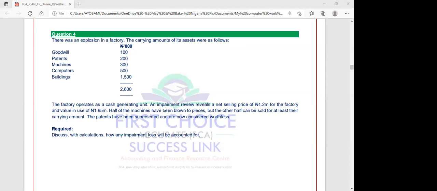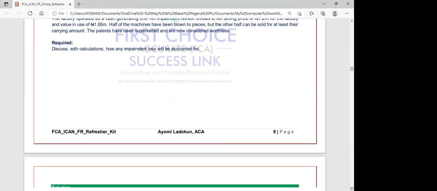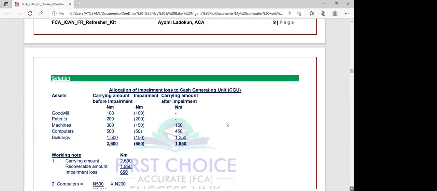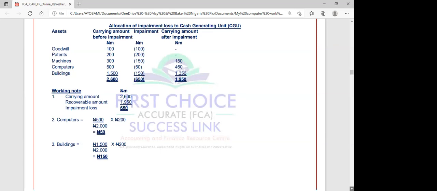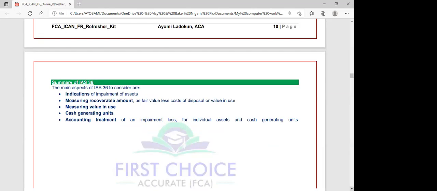Remember, an asset is impaired when the carrying amount is higher than the recoverable amount. This is what we did over there, and this is what I went through for you. So go and take note. Then there's another question there. You can also take a look at it.